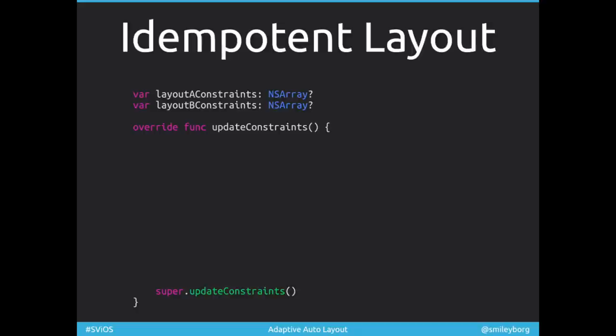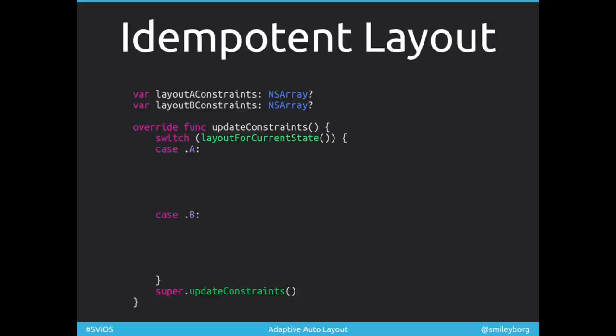One thing to note is that you do need to call super, and it's also important that you call that at the end of this method. Changes that you make inside of this method can actually invalidate the constraint layout, and you need to make sure the super implementation, which is the UIView implementation, runs at the very end. So we go ahead and set that up like this.